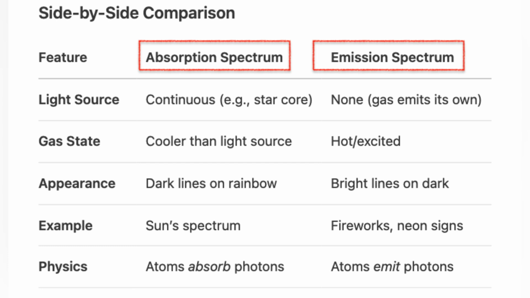These spectra, though they might appear opposite at first glance, actually share a common, intricate origin in the quantum behavior of atoms and tell complementary, profound stories about the universe around us.